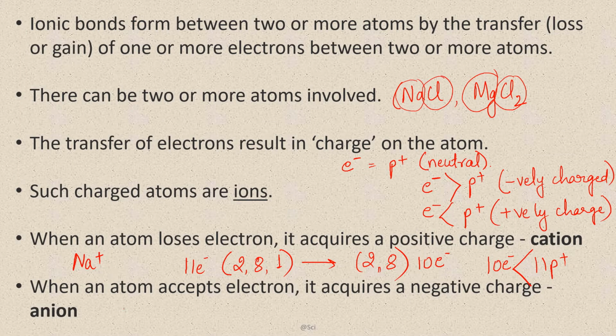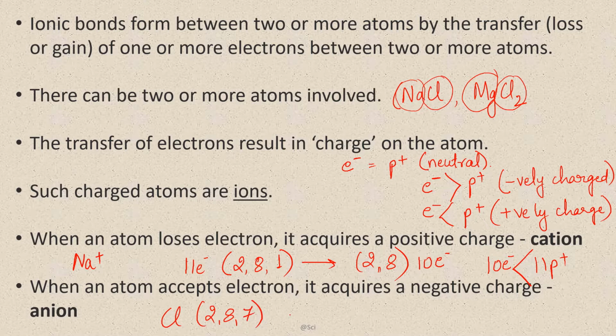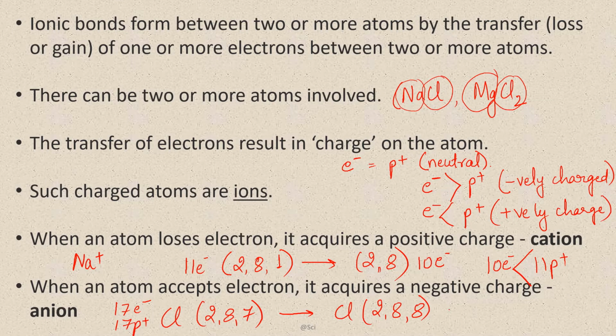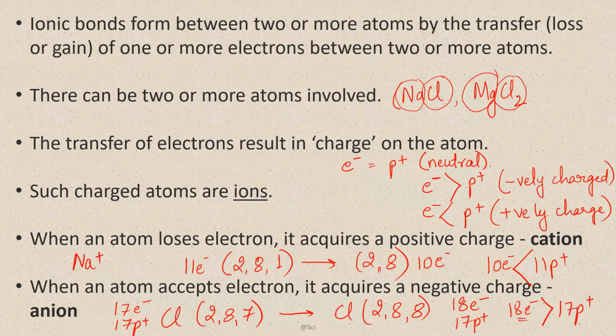Similarly, when an atom accepts electrons, for chlorine the configuration is 2, 8 and 7. After it accepts one electron, the configuration becomes 2, 8 and 8, which means initially chlorine had 17 electrons and 17 protons, but after accepting an electron, now chlorine has 18 electrons but 17 protons. So you will see that the number of electrons is higher than the number of protons, and hence chlorine acquires a negative charge. So it becomes a negatively charged ion.